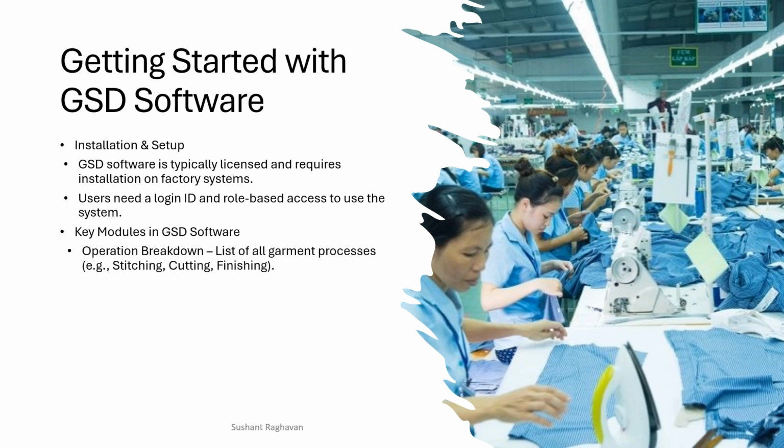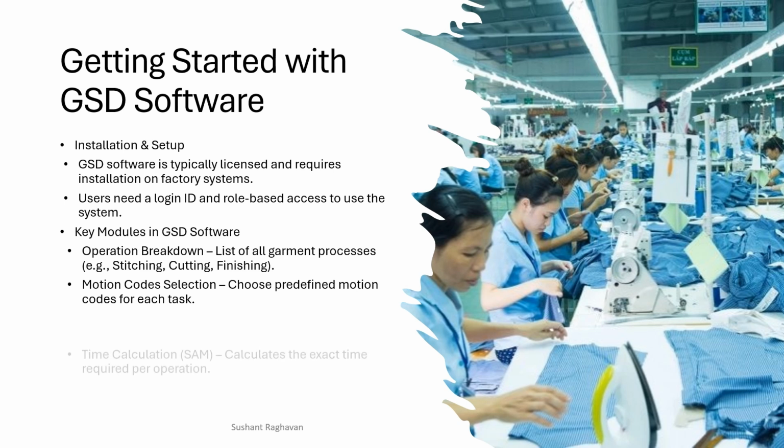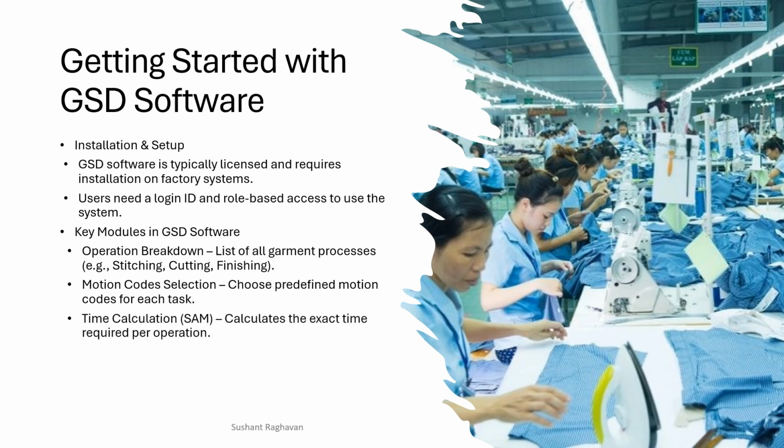Key modules in GSD software. Operation breakdown: list of all garment processes, example, stitching, cutting, finishing. Motion codes selection: choose predefined motion codes for each task.